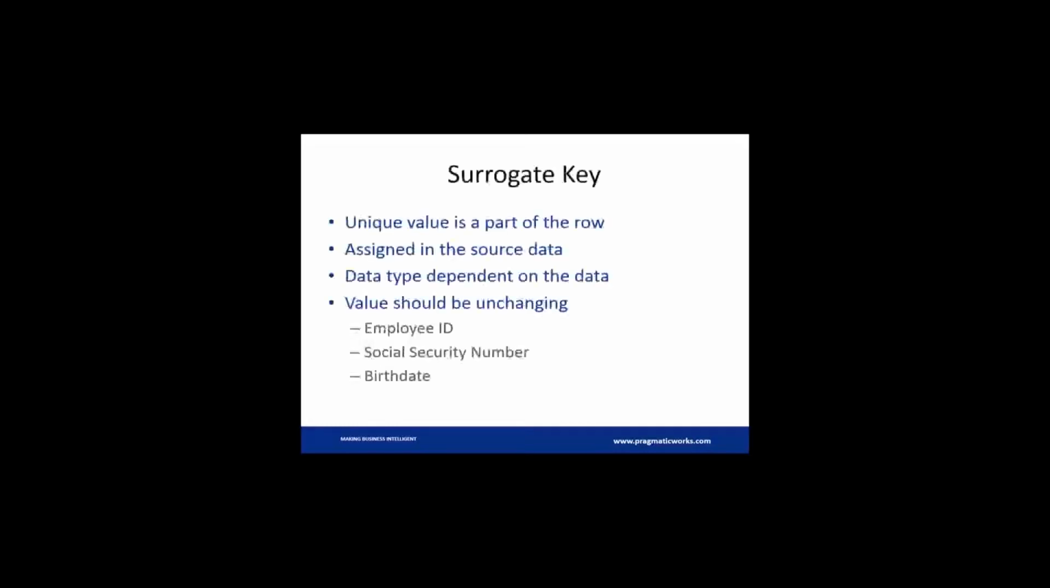Now the second is going to be a surrogate key. Sometimes there is a value that is unique, that is unchanging, that can be used. This is going to be things like an employee ID, if there's an alphanumeric employee ID that gets assigned, or a social security ID that gets assigned, maybe a birth date. These are values that you can use for specifying the keys of a table.